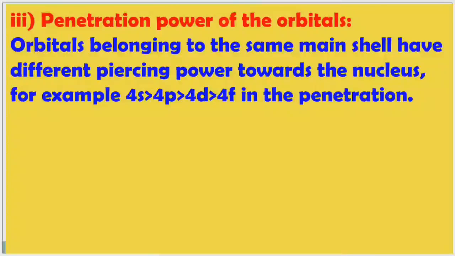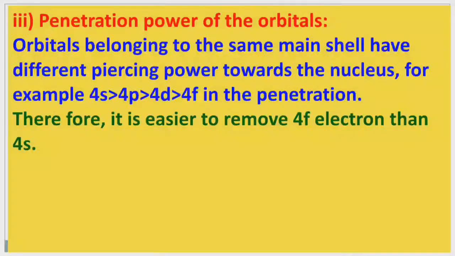The 4s orbital has higher piercing power or penetrating power than the 4p orbital, and the 4p orbital has higher piercing power than the 4d orbital. The 4d orbital has higher piercing power than the 4f orbital. So the 4s orbital has high piercing power and the 4f orbital has low piercing power. So we can easily remove electrons from the 4f orbital compared to the 4s orbital.